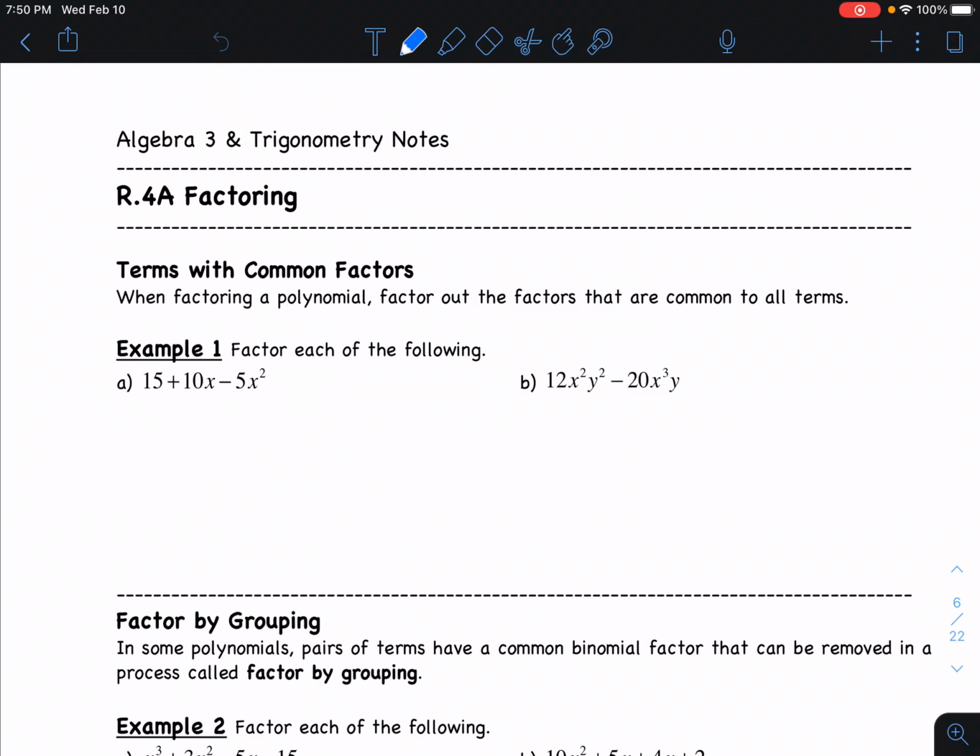Okay guys, welcome back. We're going into section 4A. We're going to be factoring today. You guys have been doing this stuff since ninth grade, Algebra 1 and Algebra 2, and we're hitting it a third time for Algebra 3.